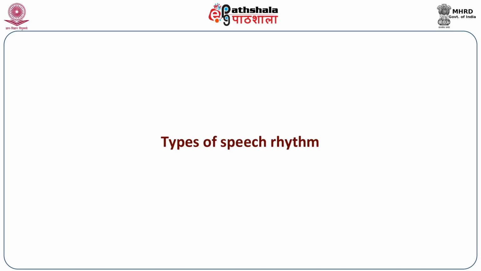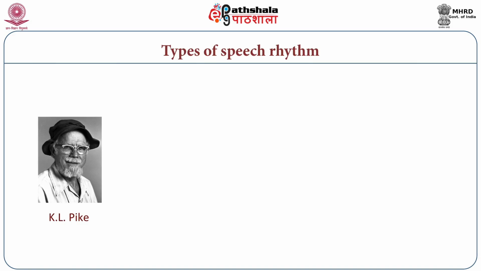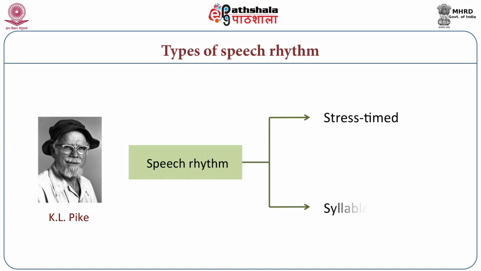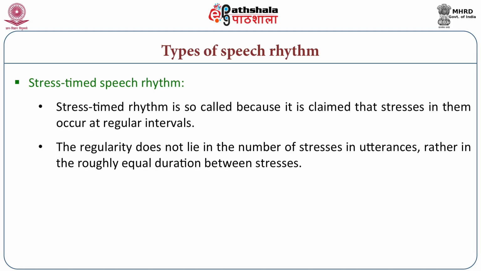Types of speech rhythm. It is in the structural linguistic period in 1945 that K. L. Pike claimed that the rhythms in natural languages could be classified into two types, namely stress-timed and syllable-timed. The difference between the two types is that in stress-timed languages, the stresses in a sentence occur at regular intervals, like.